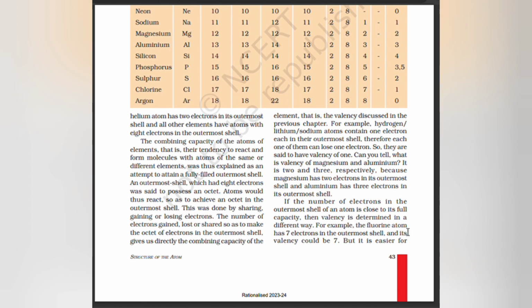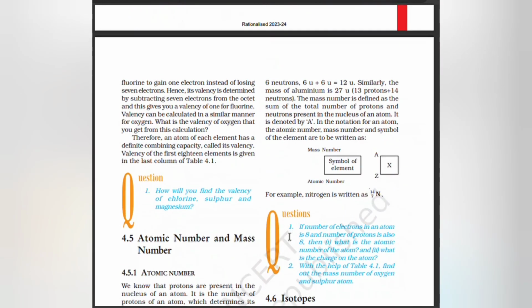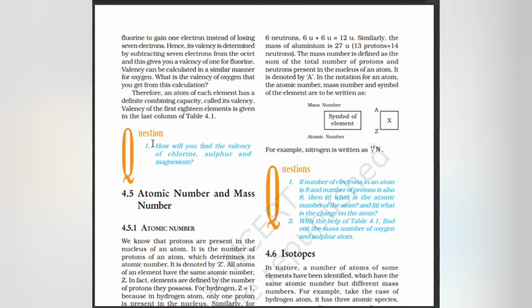For example, the fluorine atom has 7 electrons in the outermost shell, so the valency could be 7. But it is easier for fluorine to gain 1 electron instead of losing 7 electrons. Hence, its valency is determined by subtracting 7 electrons from the octet, and this gives a valency of 1 for fluorine. Valency can be calculated in a similar way for oxygen. What is the valency of oxygen that you get from the calculation?